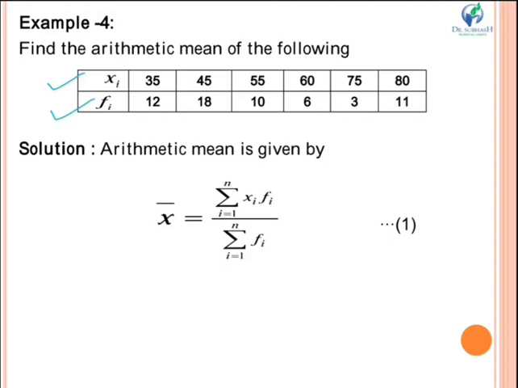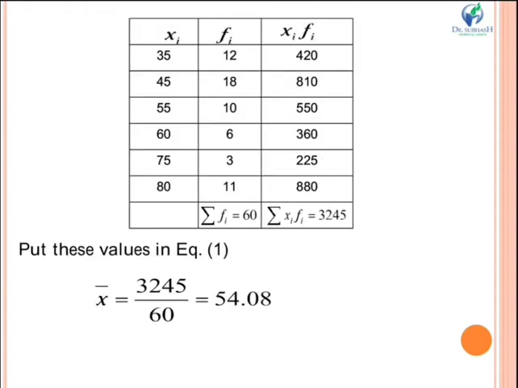Again we will construct a simple table. First we will write all the values of xi and fi, and next we will find xi into fi. We will multiply the corresponding entries of xi and fi. 35 into 12, that is 420. 45 into 18, that is 810.